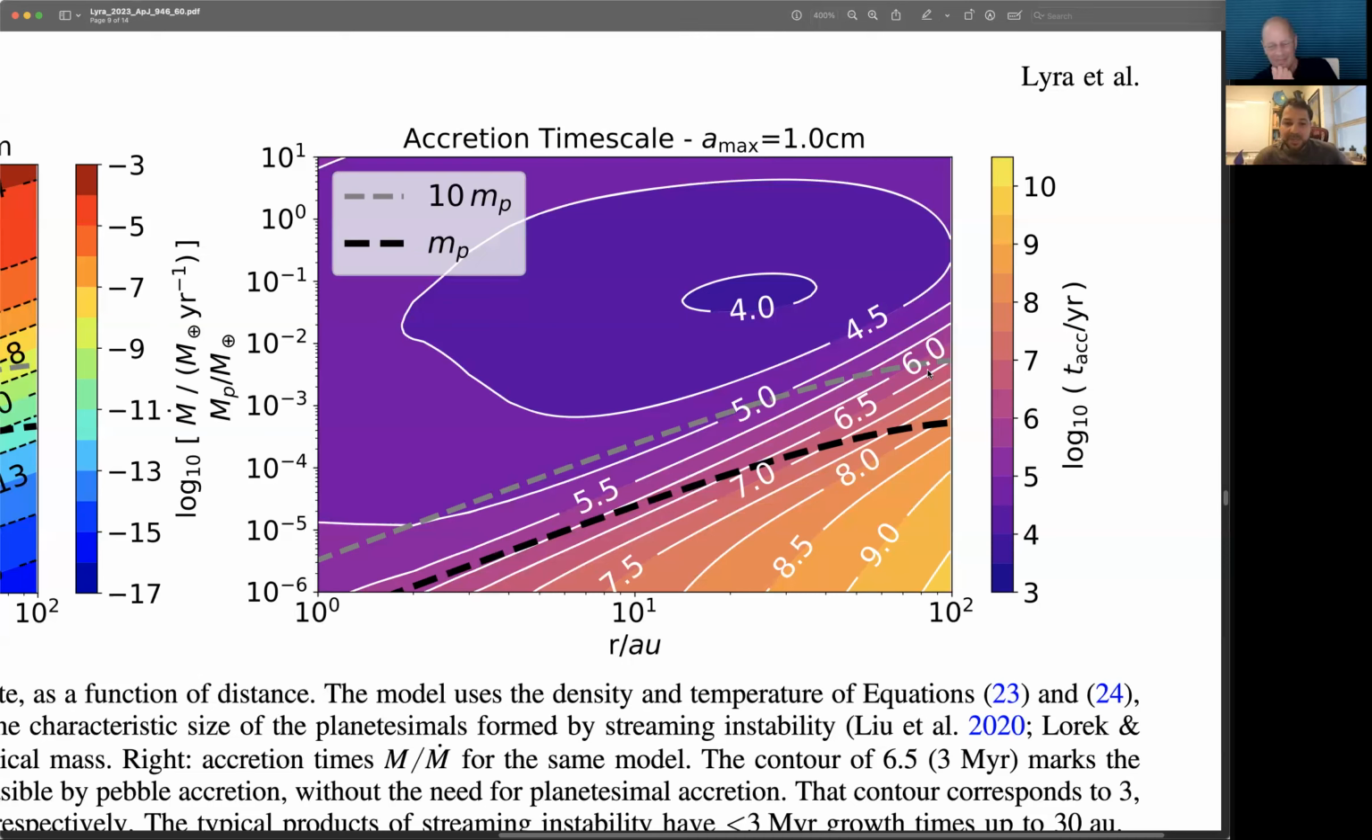The typical planetesimal masses that form, if they form at 40 AU, do not grow, because their timescales for growth hit the contour line of 8, as you see here, between 7 and 8. So they take much longer than the lifetime of the disk to grow.